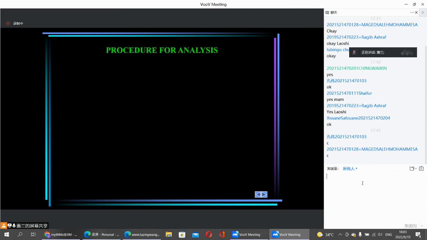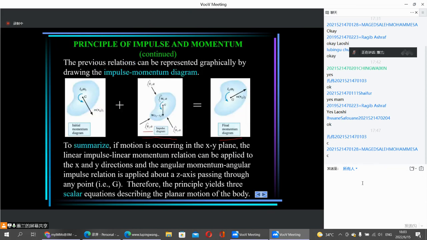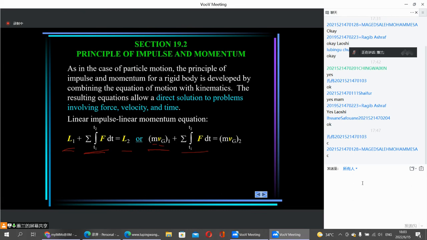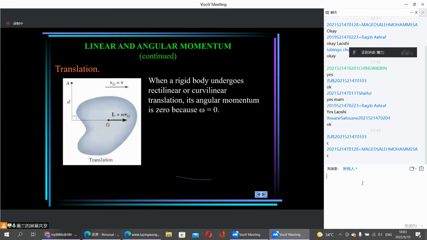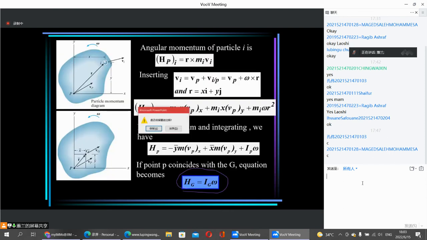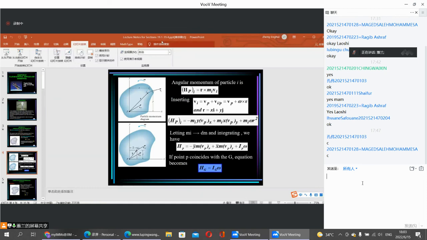Okay. For the angular momentum, also the same. The initial angular momentum plus the angular impulse will equal the final angular momentum. Okay, so we just have a brief introduction of chapter 19. If you need the knowledge later on, you can study by yourself and you have a little bit of knowledge about it.